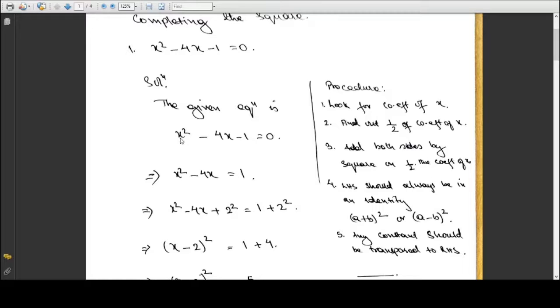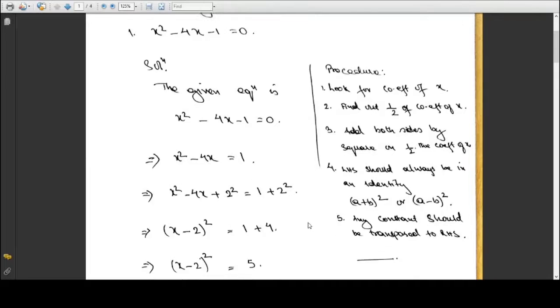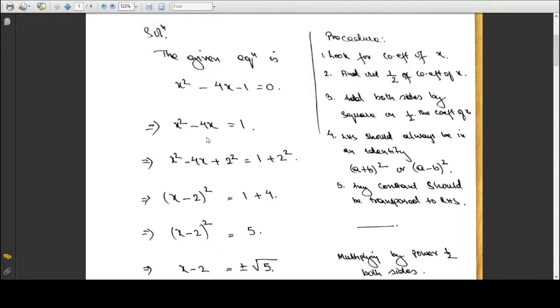Now the given equation is x squared minus 4x minus 1 equals 0. The first step is to take this minus 1 to the right side, where the minus will become plus. The next step, half of the coefficient of x. What is the coefficient of x? It is 4. Half of 4 is 1 by 2 of 4, you will get 2. Then that 2 squared should be added to the left and to the right side.